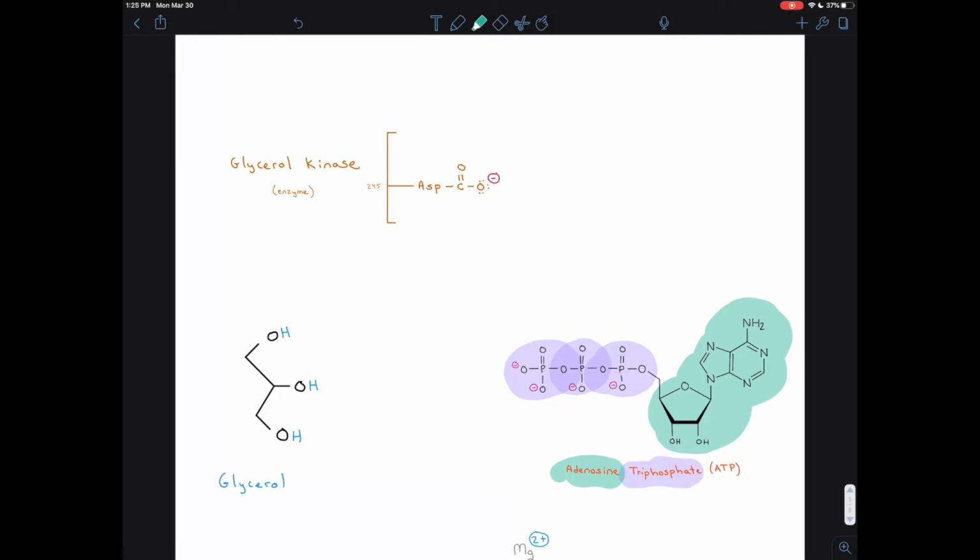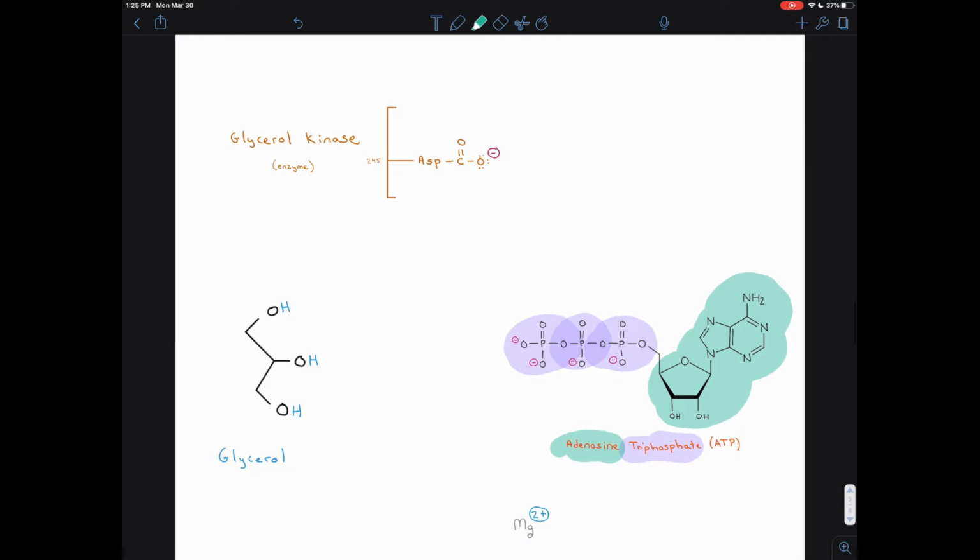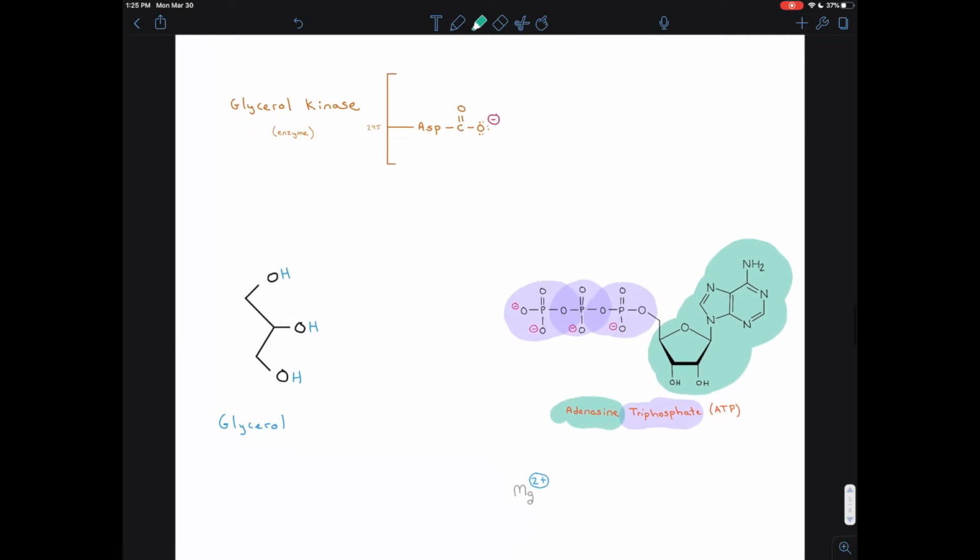Phosphates get transferred around all the time to either make enzymes start working or stop working, or to activate or deactivate other things. All the enzymes that put phosphates onto things are called kinases. Enzymes that take them off are called phosphatases. But here we're putting the phosphate on. So this glycerol kinase is going to activate this hydrogen at the bottom here.